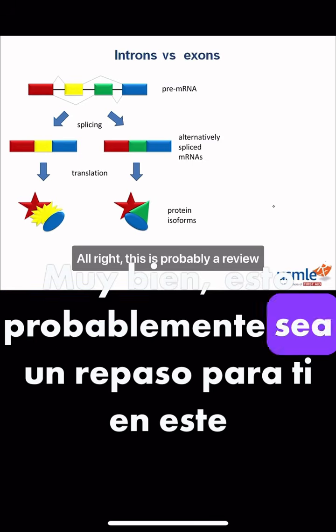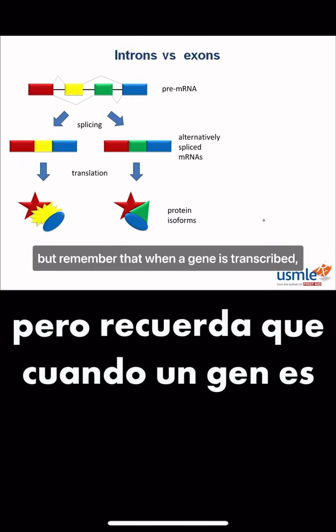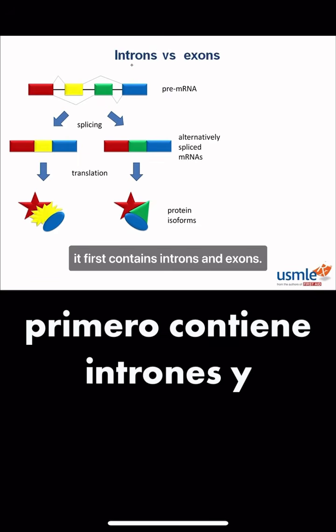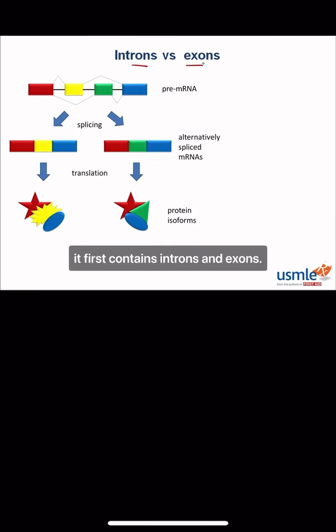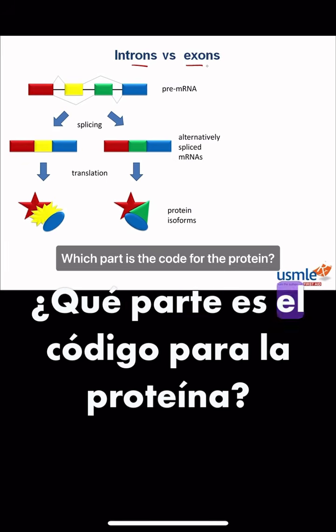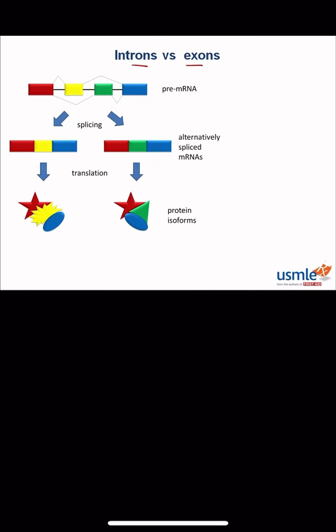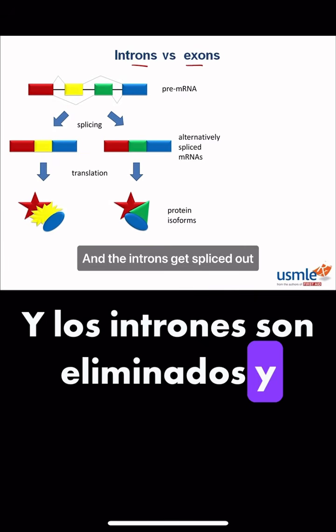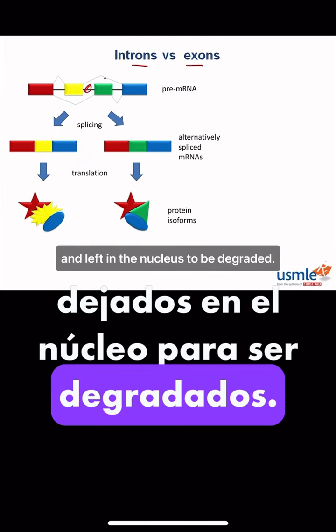Alright, this is probably a review for you at this point, but remember that when a gene is transcribed, it first contains introns and exons. Which part is the code for the protein? Right, the exons. And the introns get spliced out and left in the nucleus to be degraded.